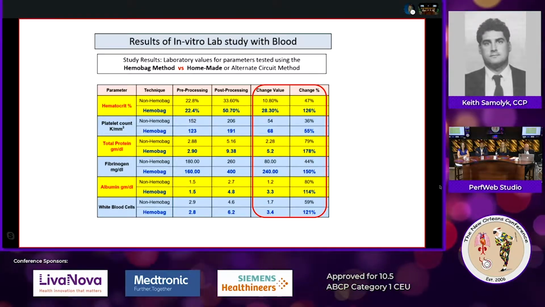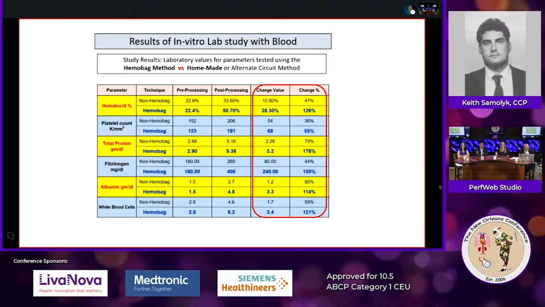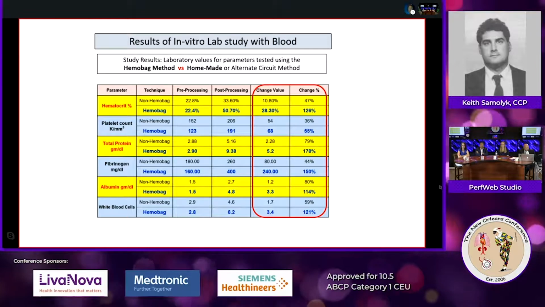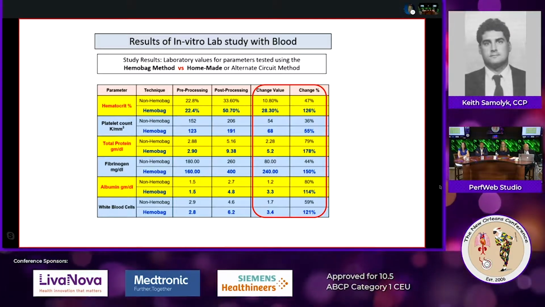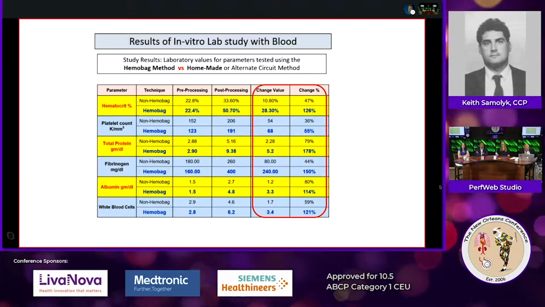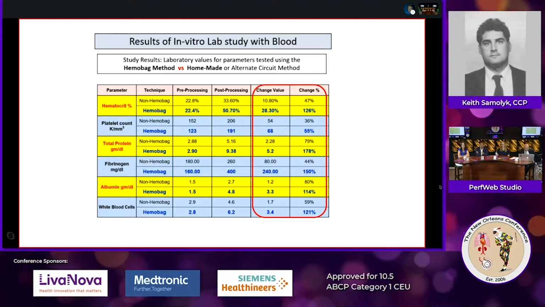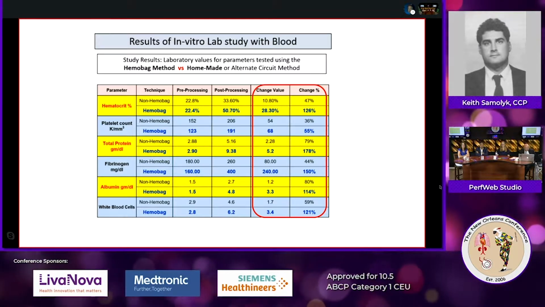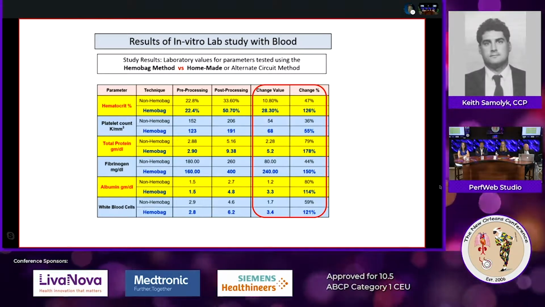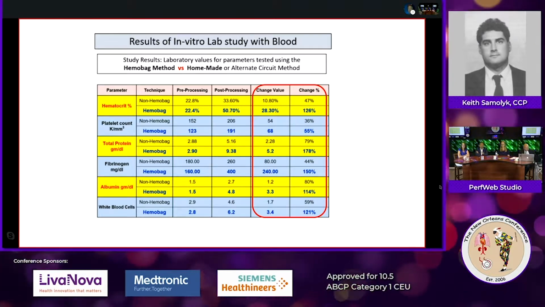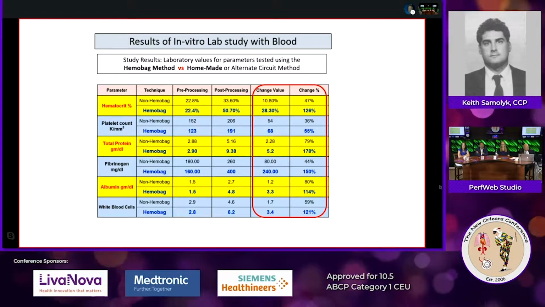So if you look at the extreme left, you'll see the parameters. Then you can see the Hema Bag values are in blue. The non-Hema Bag or homemade versions are in black. So if you just look at the hematocrit, the non-Hema Bag version increased, the change was about 47% versus 126%, no-brainer. Platelet count 36 versus 55, no-brainer. Total protein 79 versus 178, again, no-brainer. Fibrinogen levels increased 44 or 150%, no-brainer. Albumin 80% or 114, and white cells, of course, doubled.